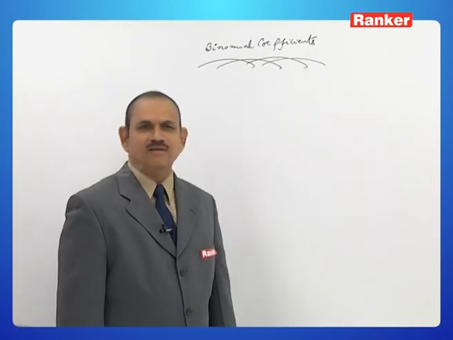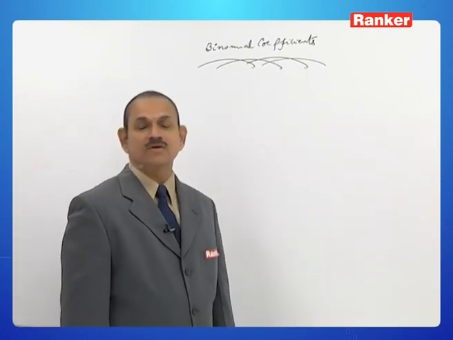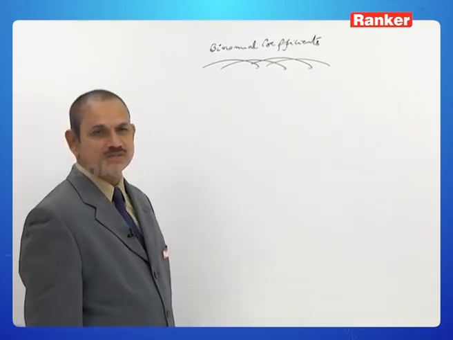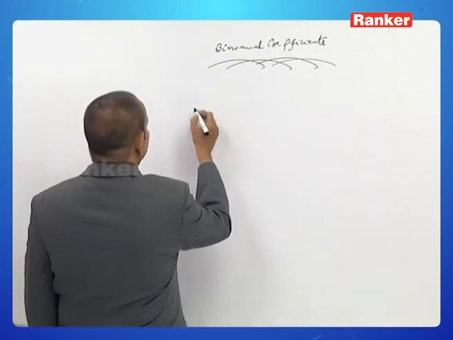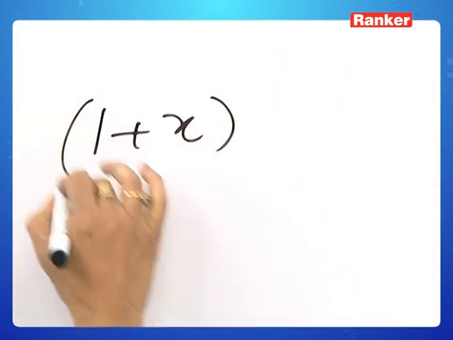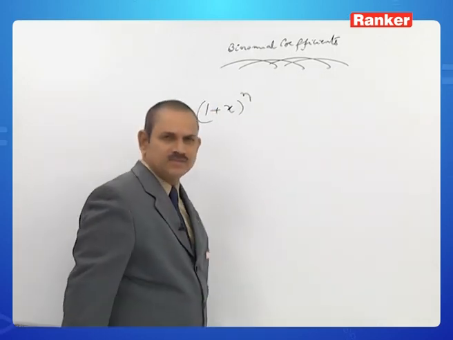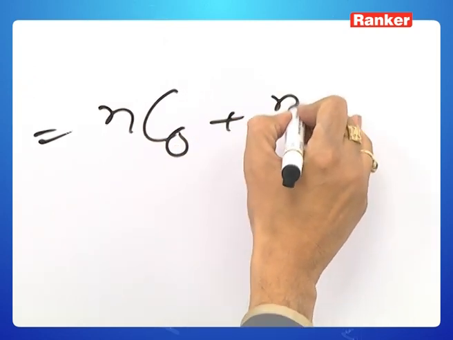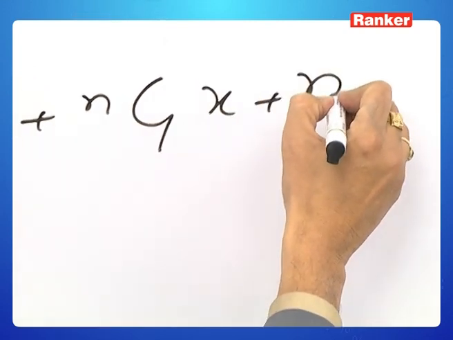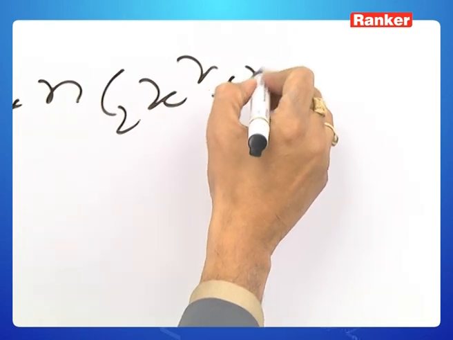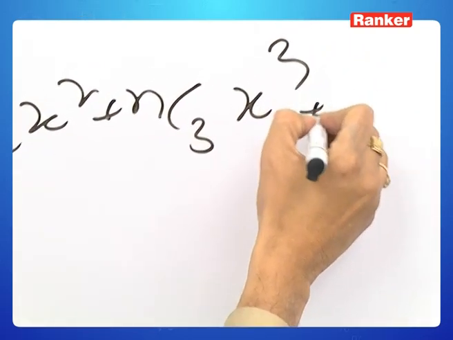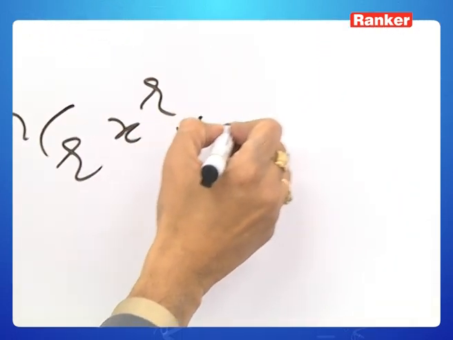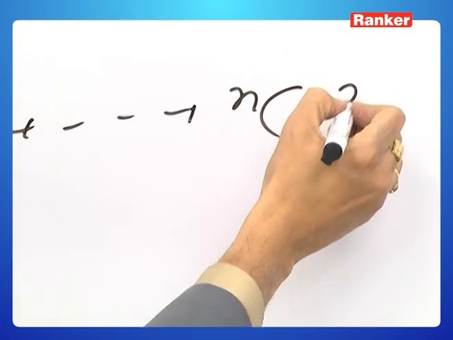Let us now turn our head towards one of the most beautiful topics of binomial theorem, namely binomial coefficients. Consider the expansion (1 + x)^n. It is nC0 + nC1 x + nC2 x² + nC3 x³ + ... + nCr x^r and so on, nCn x^n.